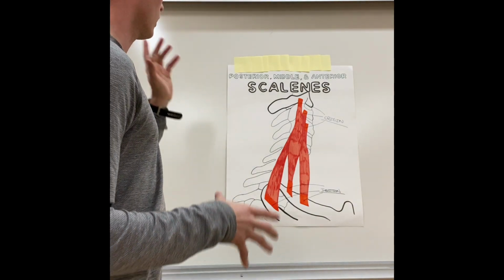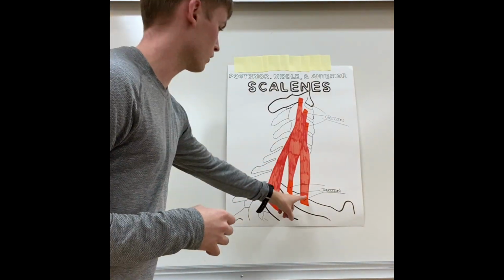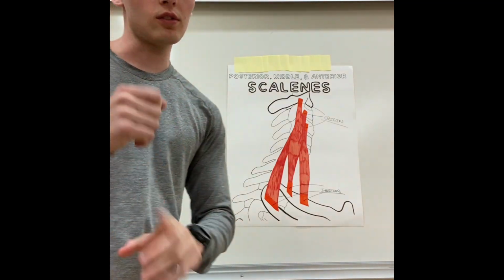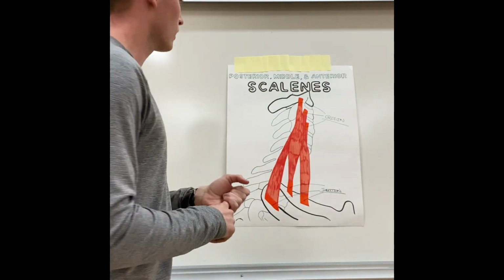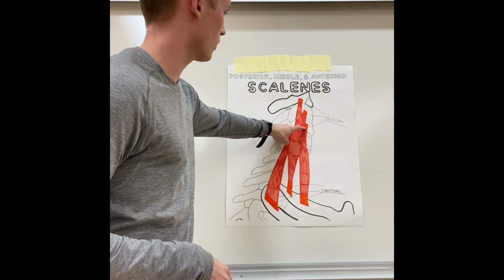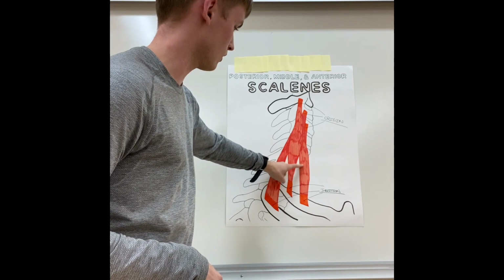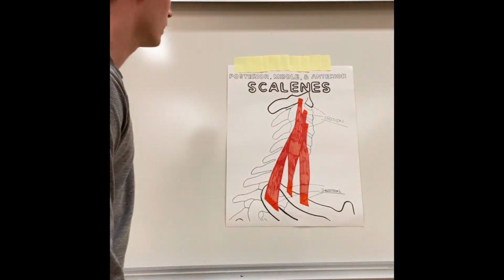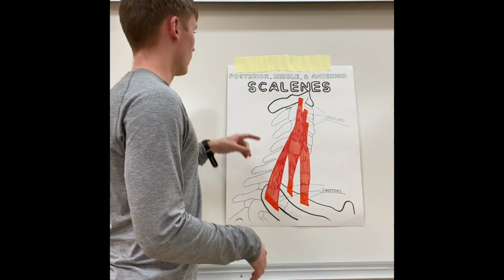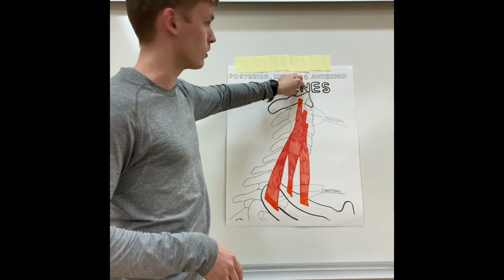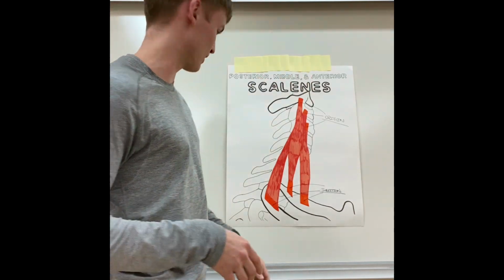And then the anterior over here, the origin is C3 through C6. So here's C3, C4, C5, all the way down to C6 in here, and then the insertion point is on the first rib as well. To clarify, this is C2. C1 couldn't fit in my image. My font, I guess, was too big.